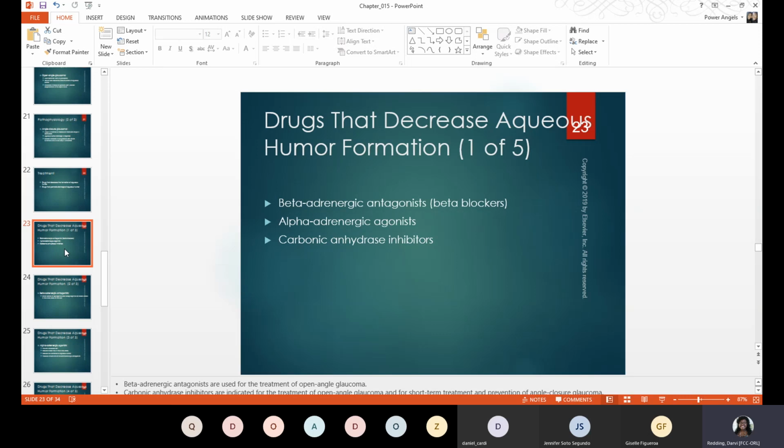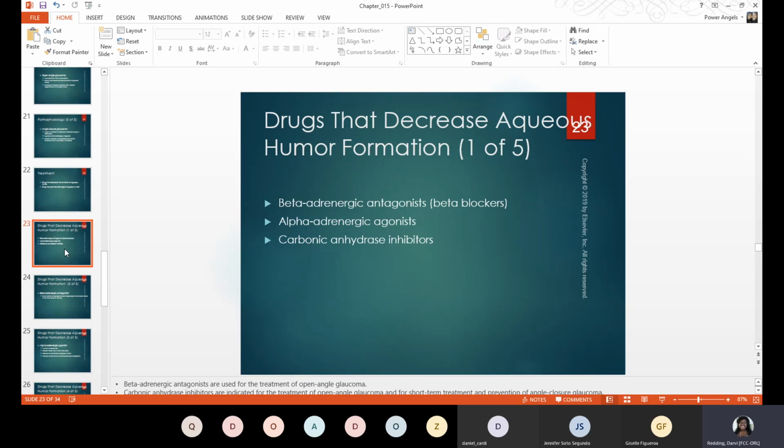So now that we've talked about some of the treatment, let's next learn about some of the drugs that help decrease the aqueous humor formation. You have different types of drugs. You might have some beta blockers. A beta blocker is a beta adrenergic antagonist, so that's going to be something that blocks the betas from happening. You have the alpha adrenergic agonists, and then you also have the carbonic anhydrase inhibitors.